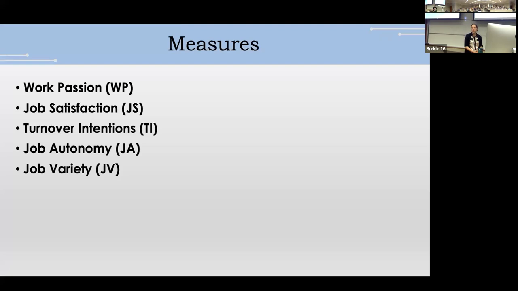Here are the measures. So work passion, how much passion individuals have for their work; job satisfaction, which is the global attitude towards one's job; turnover intentions, intention to leave the organization; job autonomy, so how much autonomy you have in your tasks; and job variety, how many different types of tasks you get to do. And for those of you who are in org, you've heard about the job characteristics model. Both job variety and job autonomy are generally two drivers of both job satisfaction and engagement. So it's how features of your job impact your satisfaction.